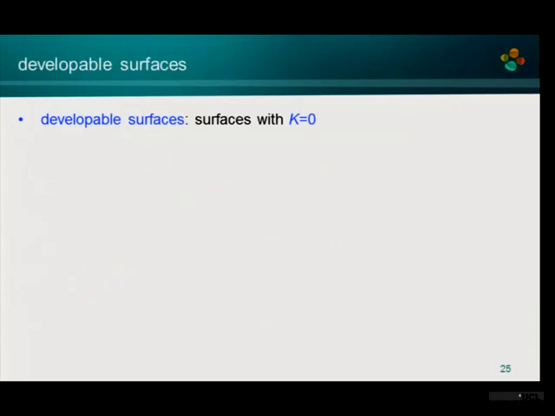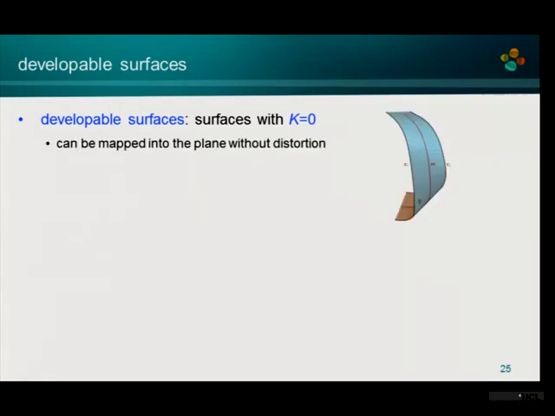So Gaussian curvature 0 is not only true for the plane, it is true for every surface which you can unfold into the plane, like this piece of paper. Oh, I'm sorry, that's bad, yeah? So everything which you can, say, make from a piece of paper, yeah, is a developable surface. So these are the important surfaces, of course. And so it can be mapped into the plane without distortion.